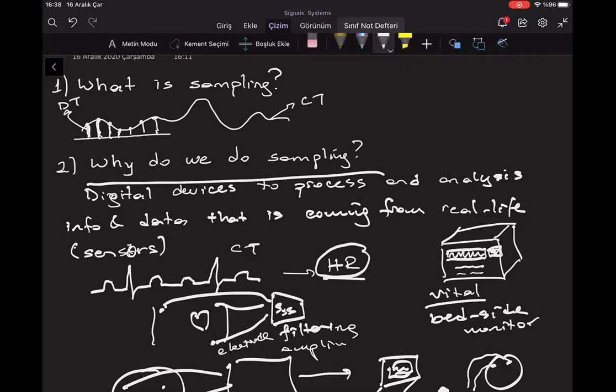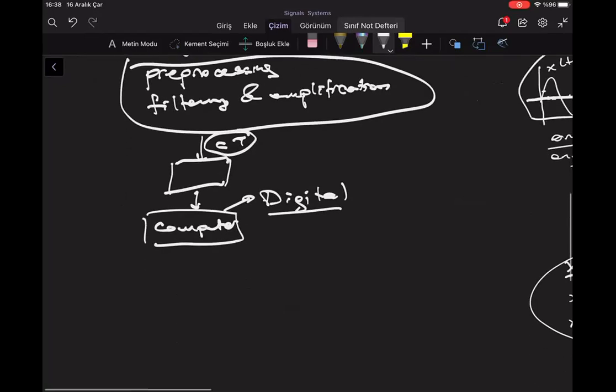What are the critical things about sampling? Up to this point, do you have any questions? Is anything not clear in terms of sampling? Why do we need sampling? The difference between continuous time, discrete time, and digital domain. Everything is clear? I want to see some emojis. Everything is clear? Yes? Okay, very nice. I only saw a couple of them. Very nice. So let's go further.